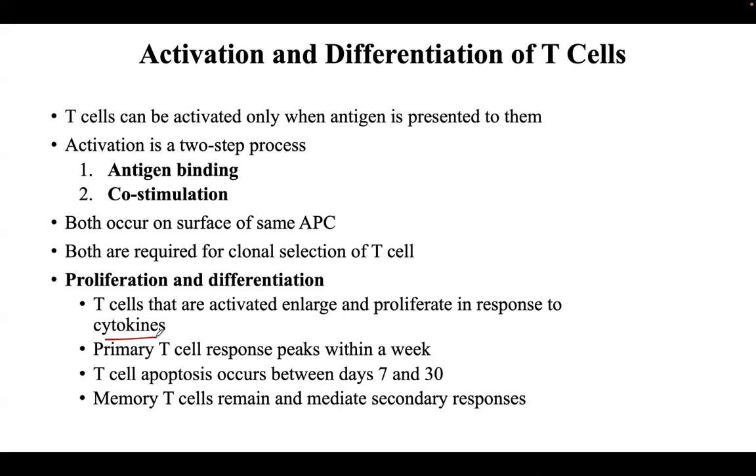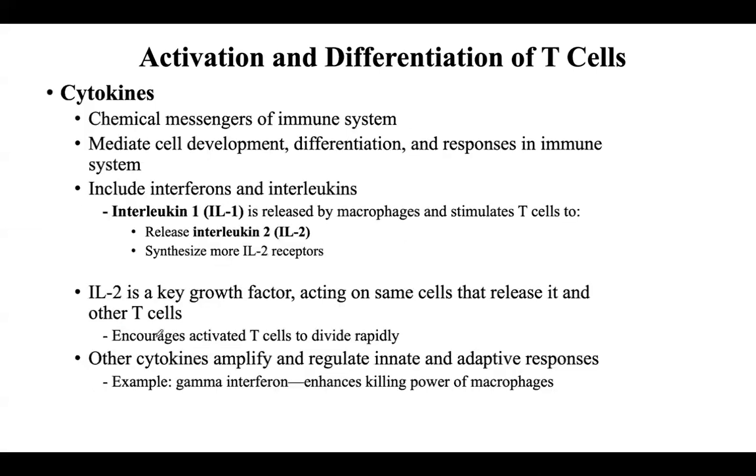So what is this cytokine? Why is it so important? Cytokines are the chemical messengers of the immune system. They're the chemical messengers of the immune system. Okay. Now, why are they so important? Because they help in cell development, lymphocyte development, differentiation, and also help in the response of the immune cells. So this involves interferon that we have discussed before. That's also a cytokine. And interleukins. This is a different one.